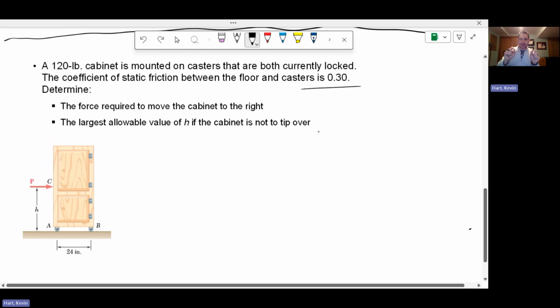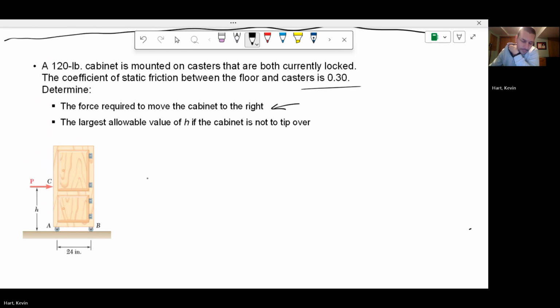So we have two possible situations here. One, the cabinet moves linearly against the ground. And two, the cabinet tips over, pivoting around point B. So let's look at the first bit first and determine what force P would be required to cause linear motion. So here first, for linear motion, what value of P is required?